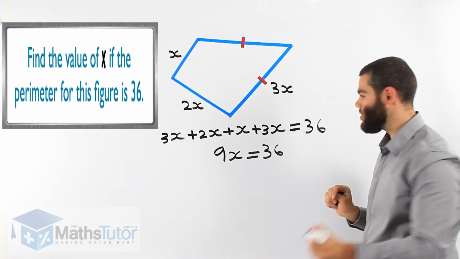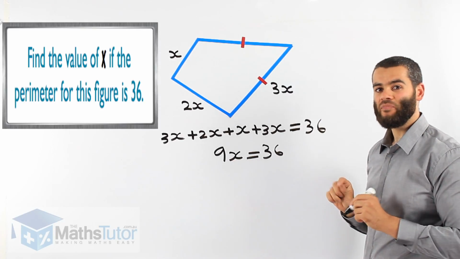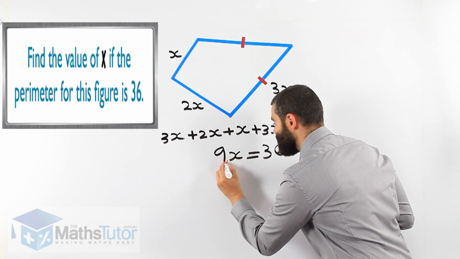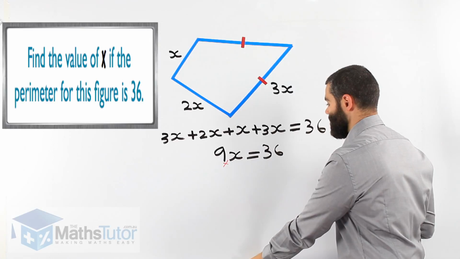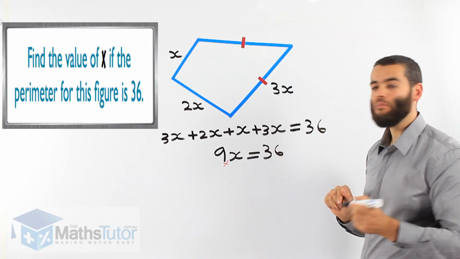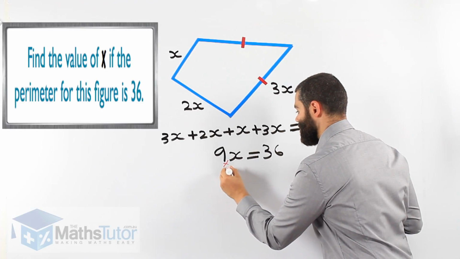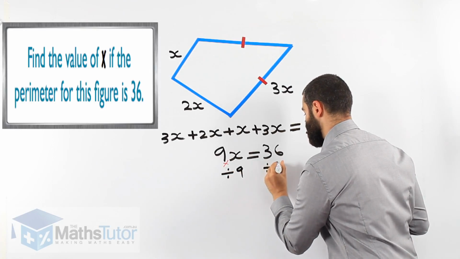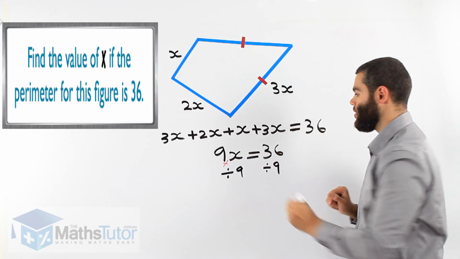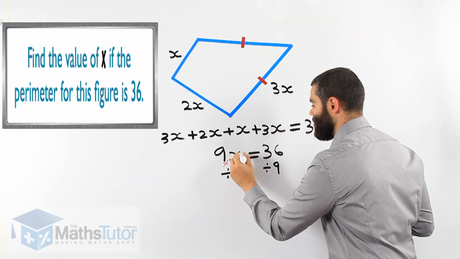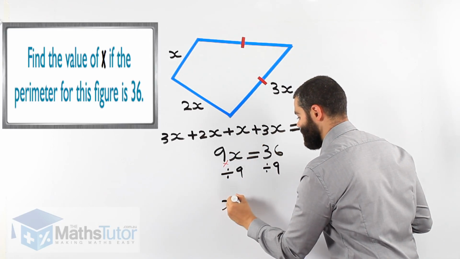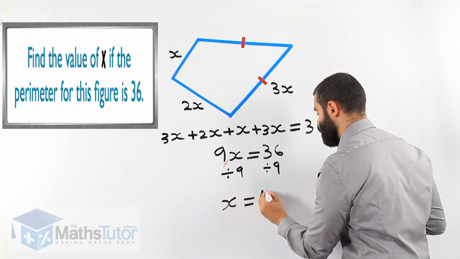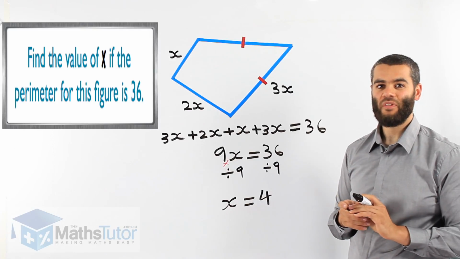Now we can solve the equation. 9x, what does that mean? It means, we learnt, 9x actually means 9 times x. And we know the opposite of times is divide by 9. Then 9 divided by 9 is gone, 1x. 36 divided by 9, x is going to be 4.